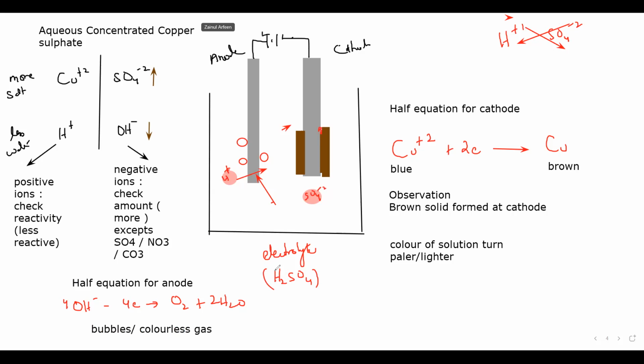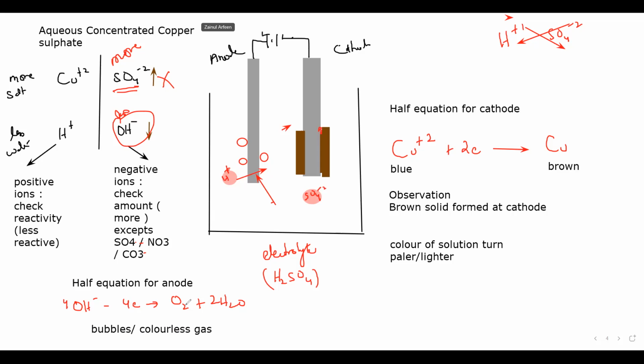So for positive ion, we check the reactivity. As copper ion is less reactive, it is discharged at cathode, and due to the formation of copper metal, we'll observe a brown solid. The solution will get lighter in color. For negative ion, we check the amount. Even though sulfate is more and hydroxide is less, sulfate, carbonate and nitrate never move. They are not able to move. So even if it is more, it does not move. In that case, OH is able to discharge. And whenever OH discharges, it gives oxygen gas.